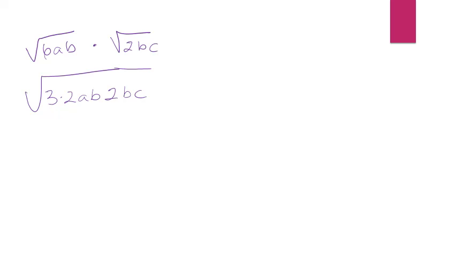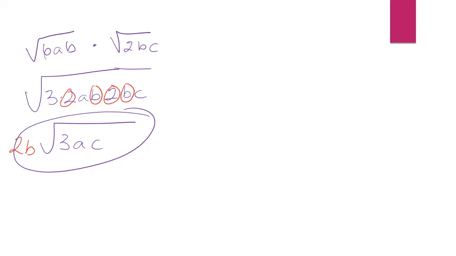Now, if we look closely, we have some pairs of 2's and some pairs of b's. All of those red items can go on the outside, so we have a 2 and a b. Everything else stays on the inside. We have 3, a, and c. And this is our answer, 2b times the square root of 3ac.